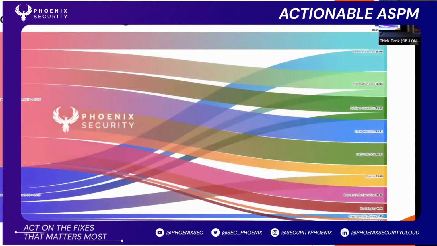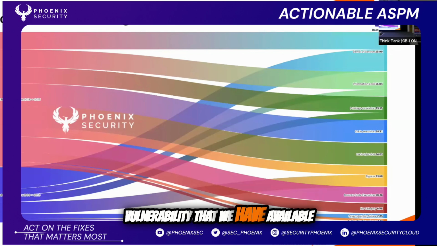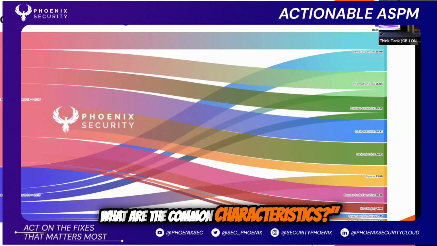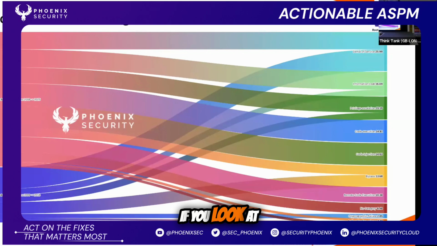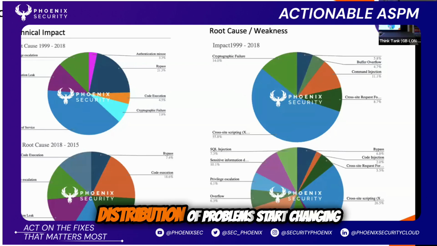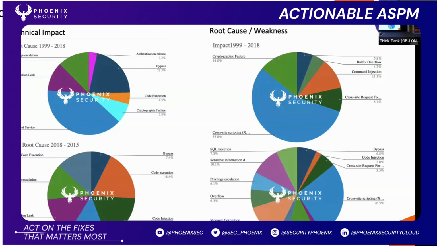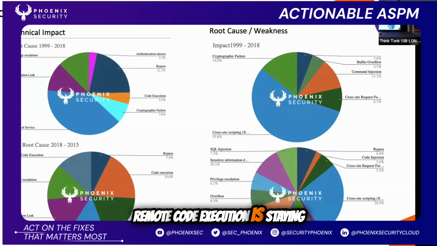And then we said, in the National Vulnerability Database, or all of the vulnerabilities that we have available, what are the common characteristics? If you look at the right, they're fairly distributed, so we don't see any pattern appearing. So we start looking at whether the pattern between different years is going to change. Yes, we start seeing the distribution of problems changing. Cross-site scripting is slowly going away as a problem. Remote code execution is staying, but denial of service is slowly going away.